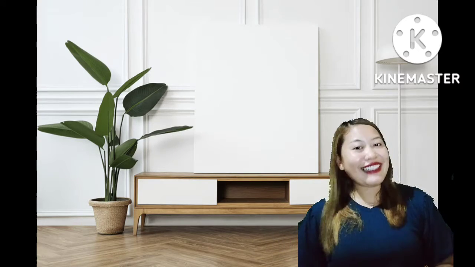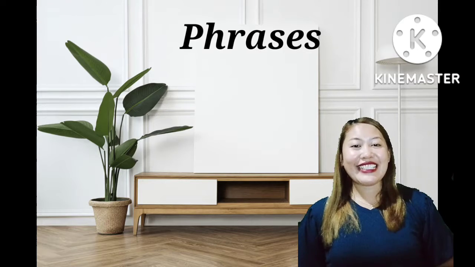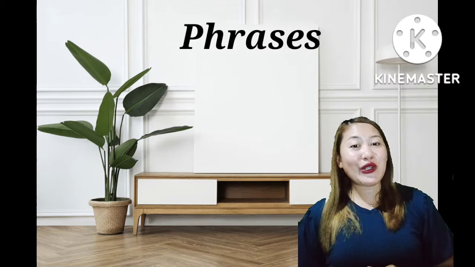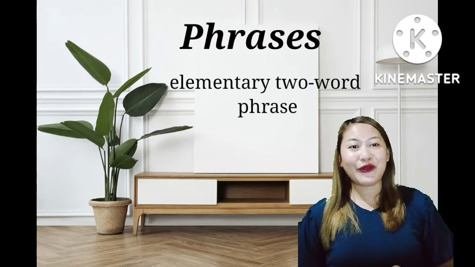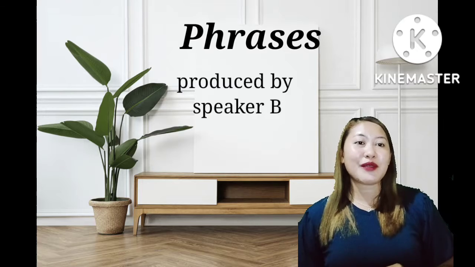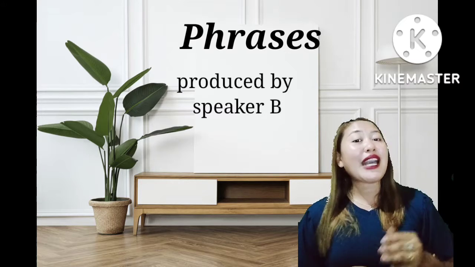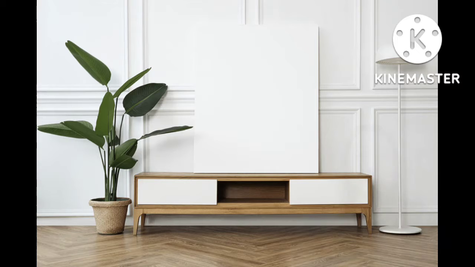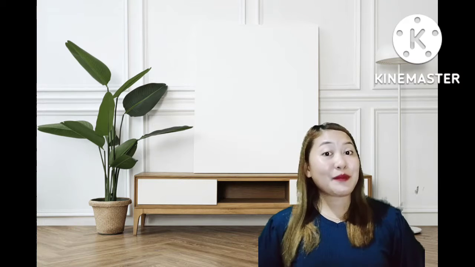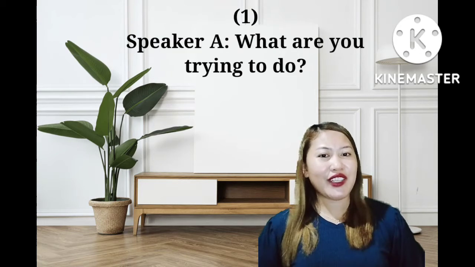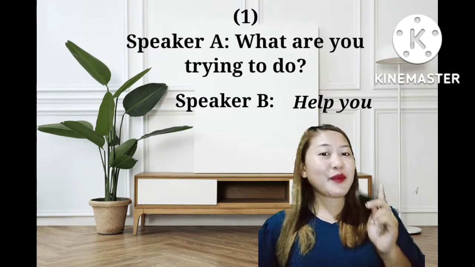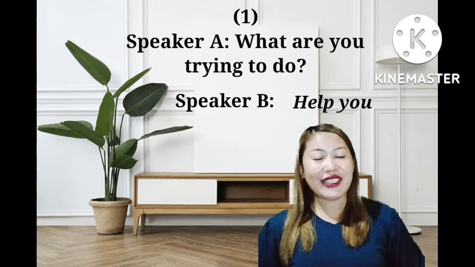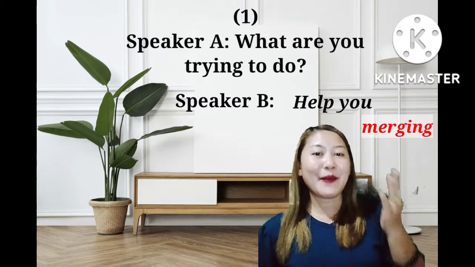And now, let's learn about phrases. To put our discussion on a concrete footing, let's consider how an elementary two-word phrase such as that produced by Speaker B in the following mini dialogue is formed. The first dialogue, Speaker A: What are you trying to do? Speaker B: Help you. As Speaker B's utterance illustrates, the simplest way of forming a phrase is by merging.